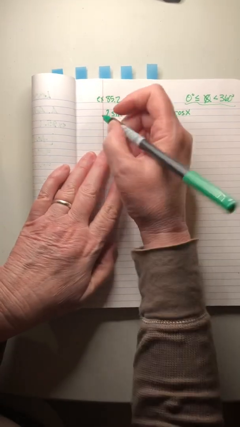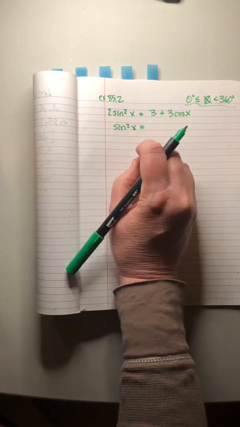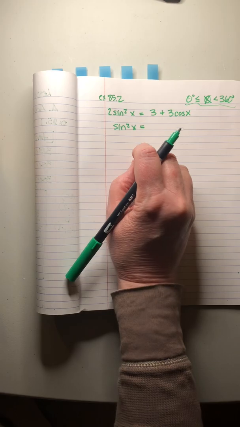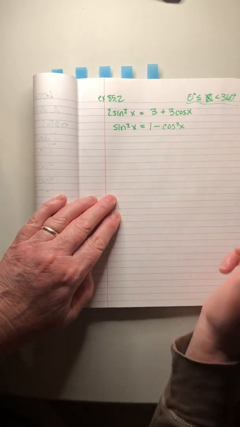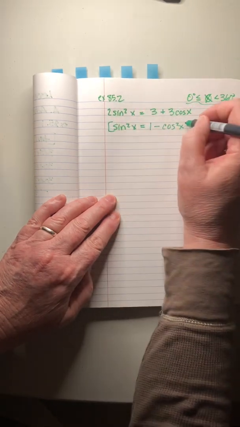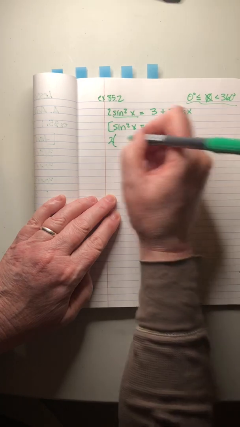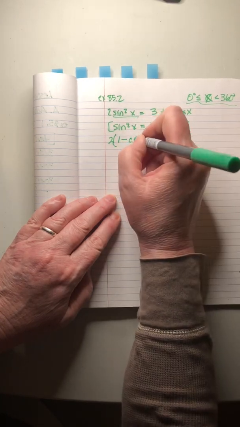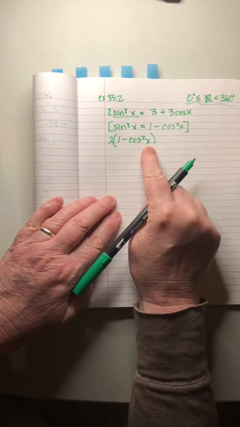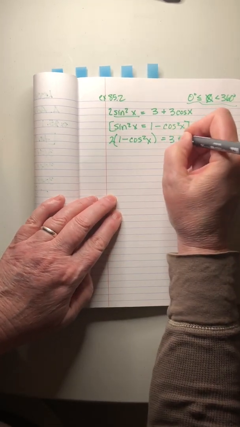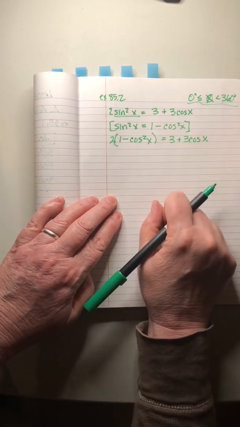And we will remember that sine squared x equals 1 minus cosine squared x. Okay, so we're going to substitute this in right there. So that becomes 2, and then we have to put parentheses around it because this is a quantity. So we're going to have to distribute, equals 3 plus 3 cosine x. Good news, we just have cosine now.